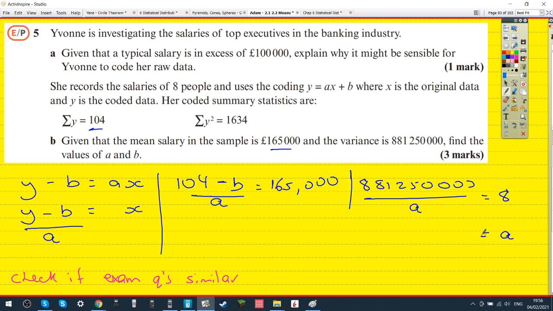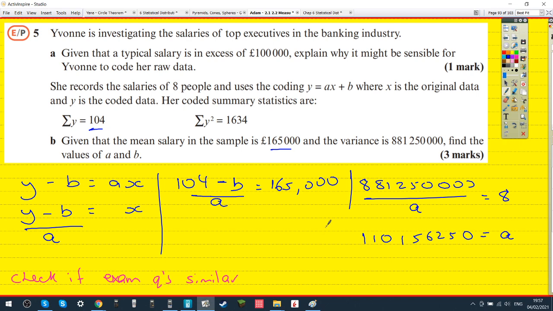Okay. I got, wait, did I get the numbers right? Yeah. I got 1101562.50. And that's kind of why they coded it, you know.